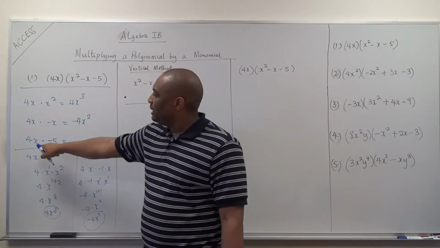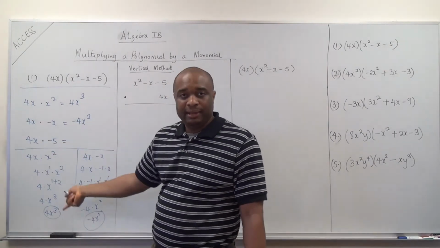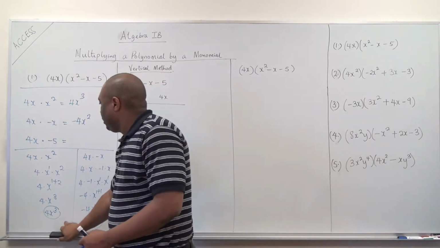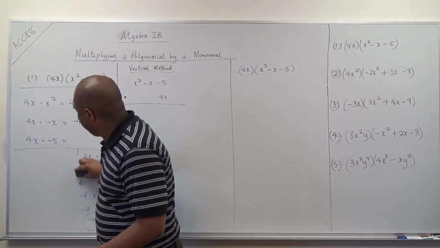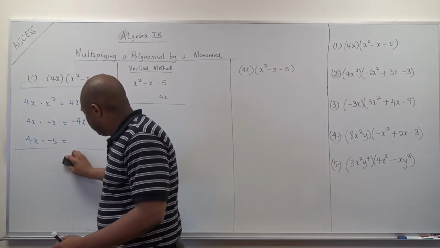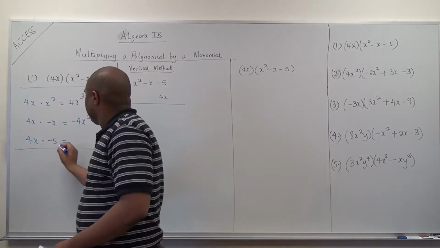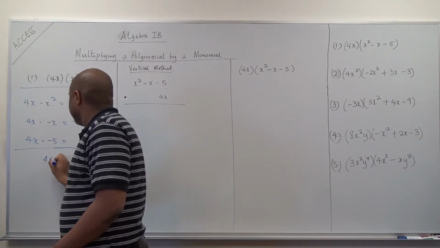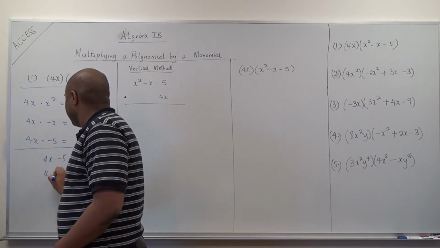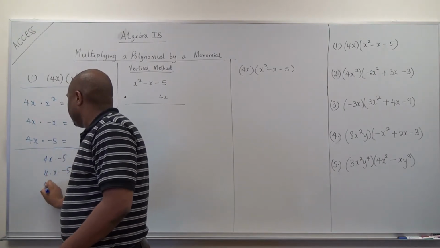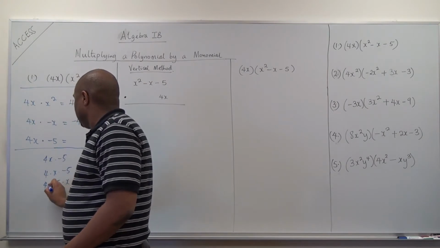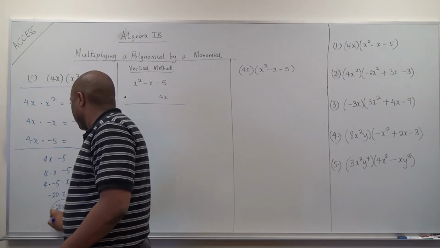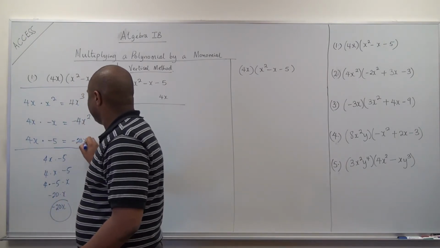And of course, if you do this one, this is 4 times x times negative 5. I can show it to you here. 4x times negative 5 means 4 times x times negative 5, which is 4 times negative 5 times x, which is negative 20 times x, which is negative 20x. So this is negative 20x.